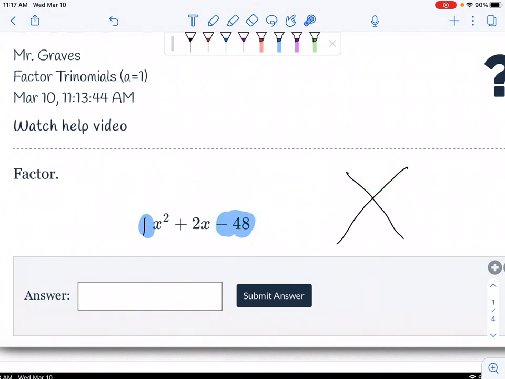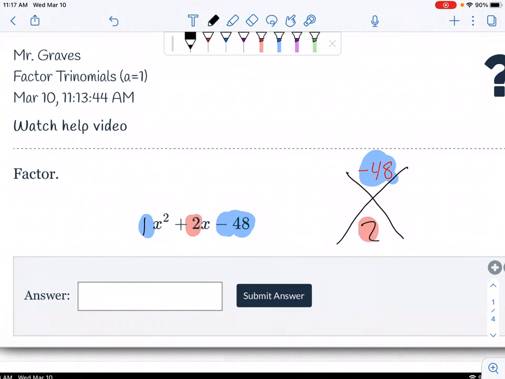So that's why we're just using the last number. If we had a number in front, we would have to multiply that. So if it was like a 2, we would have to do 2 times 48. Okay, and then down below, we're going to put our middle number, a 2.